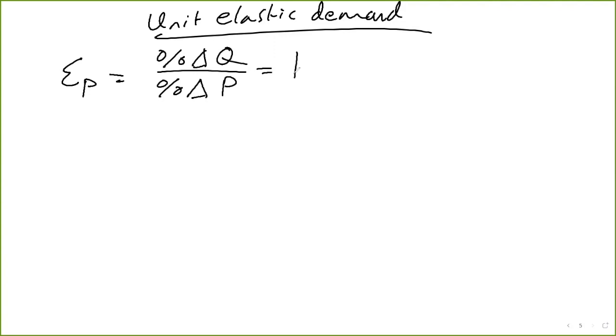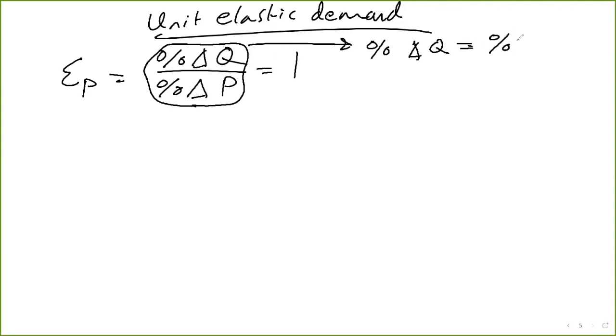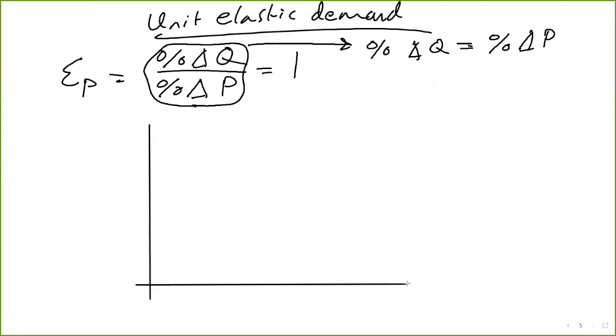and we say demand is unit elastic if the price elasticity of demand is exactly equal to 1, which again, referring to our formula, the only way this is 1 is if the percentage change in quantity exactly equals the percentage change in price. And graphically, it's going to be a demand curve that's less shallow than what we had before.